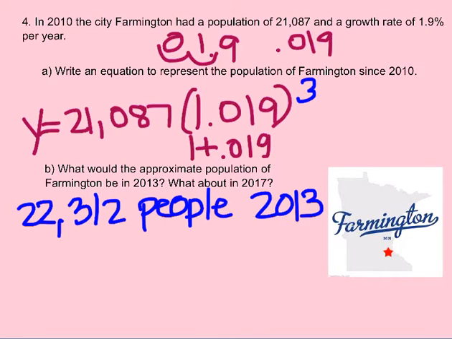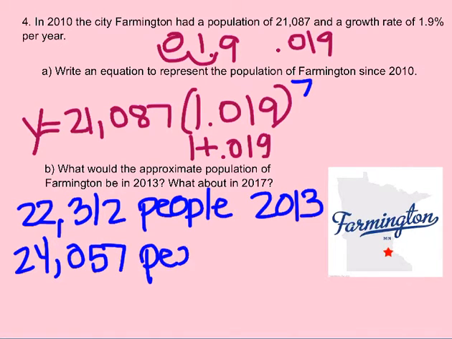Okay, so then let's go ahead and take a look at 2017. So in 2017, then 7 years have gone by since 2010. So then in my calculator, I'm doing 21,087 times 1.019 to the 7th power. And when I do that, I get 24,057, and that's going to be people, and that's going to represent 2017. Okay, so again, it's really important that you watch your rounding on these type of problems.